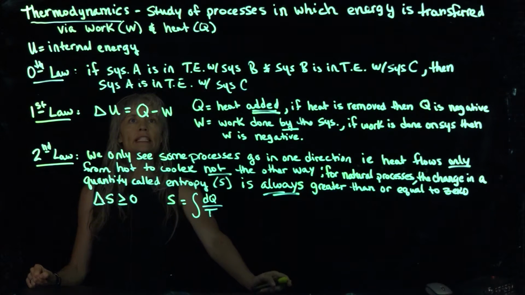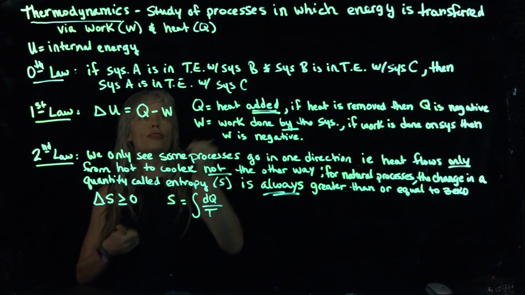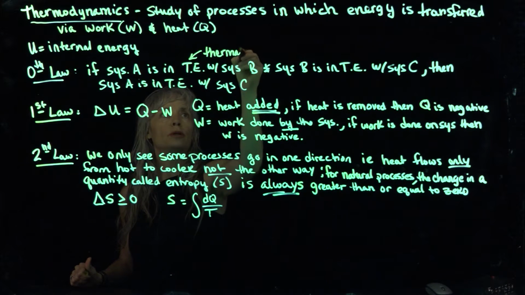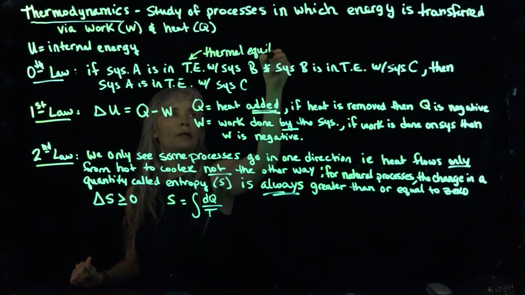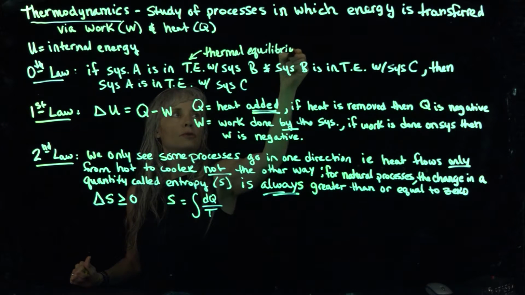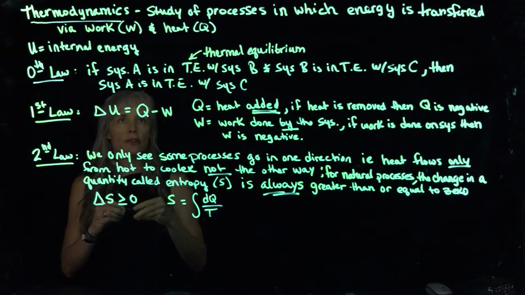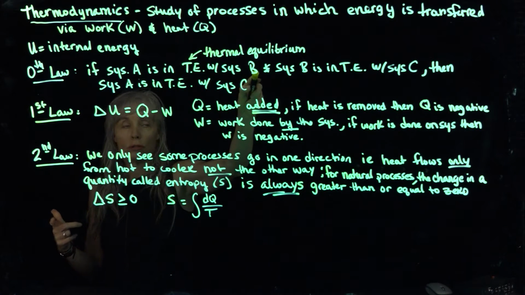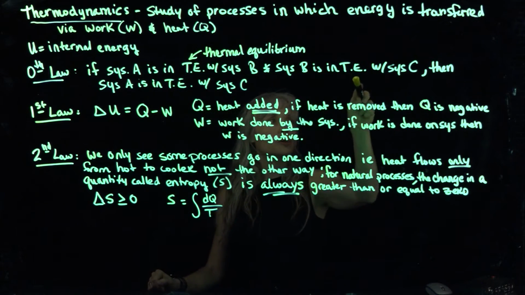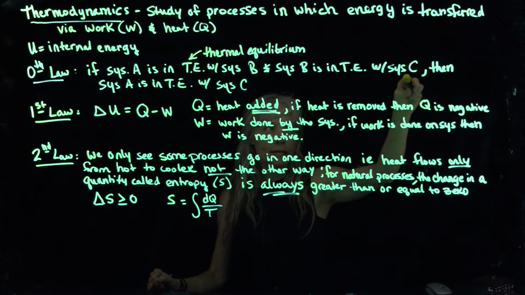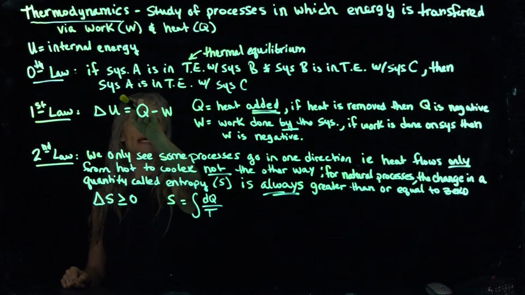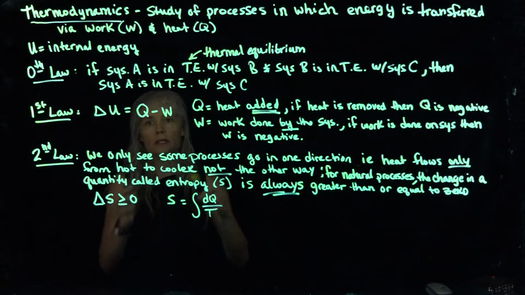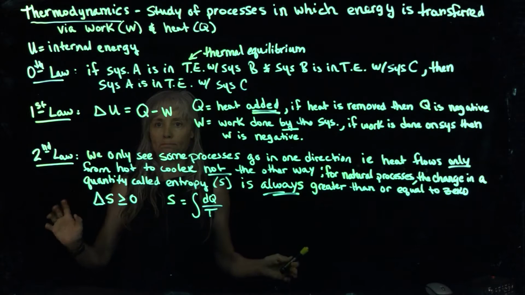It says that if system A is in thermal equilibrium, remember TE is standing for thermal equilibrium, I'll write it out here so you can recall that, with system B, and that means they're at the same temperature, and system B is in thermal equilibrium with system C, then system A is in thermal equilibrium with system C. So if A is equal to B, B is equal to C, then A is equal to C.